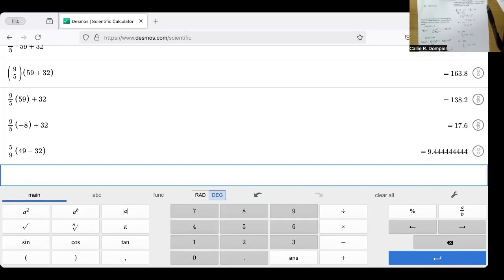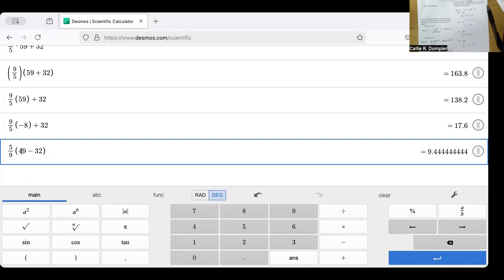And you can even just go up and change that to 132 minus 32 to get 55.6 degrees Celsius. Good. 55.6 degrees Celsius. And then that other one was 9.4 degrees Celsius.